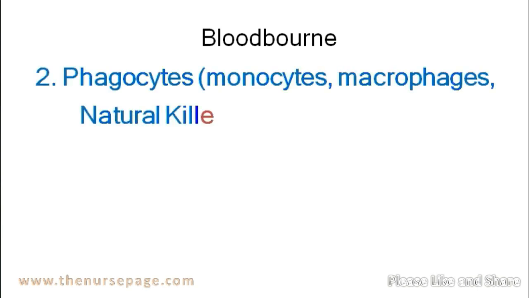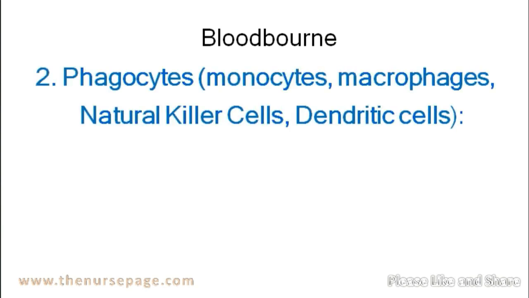Next, blood-borne non-specific immune response includes phagocytes. Examples of phagocytes include monocytes, macrophages, natural killer cells or NK cells, and dendritic cells.